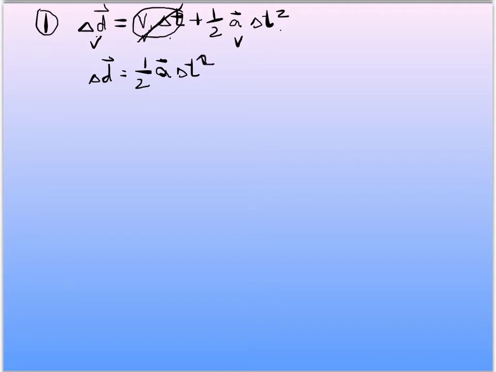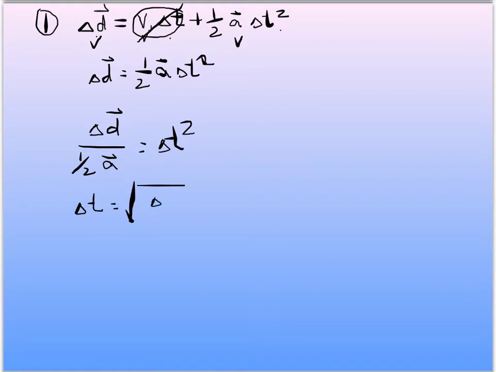Solving for delta T then, we need to get rid of this half and A first. We'll have delta D divided by 1/2 or 0.5 and also divided by A. That's delta T squared. And then delta T will just be the square root of all of that stuff: delta D over a half A.